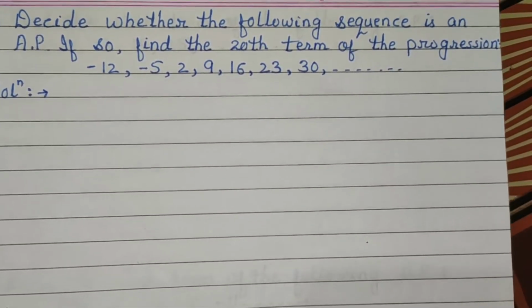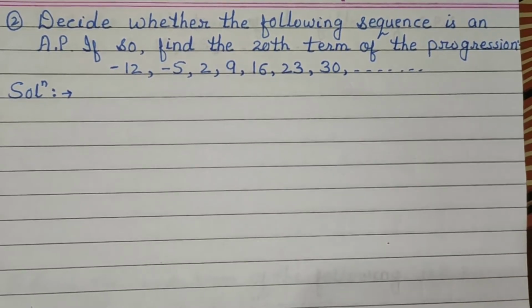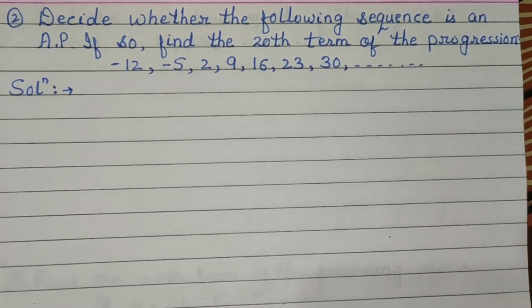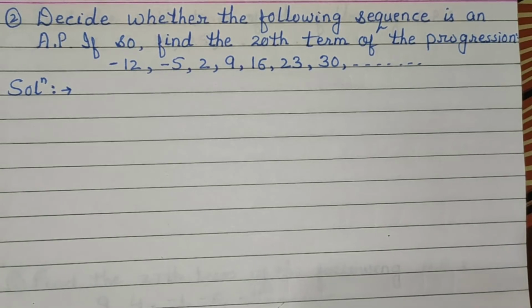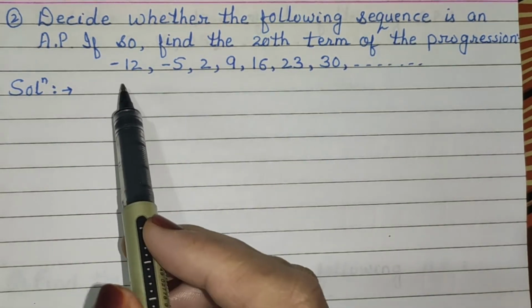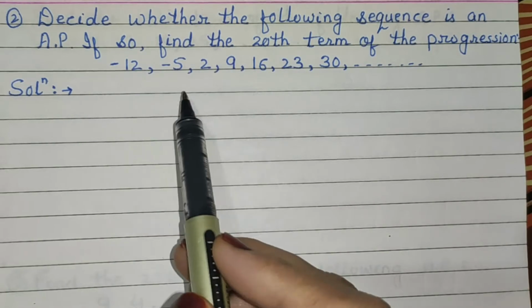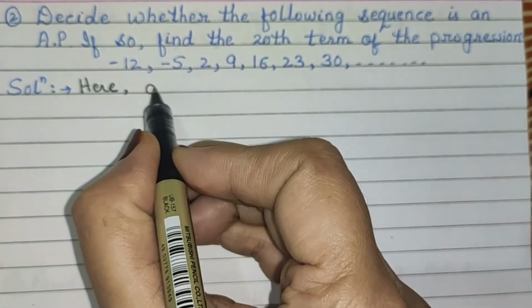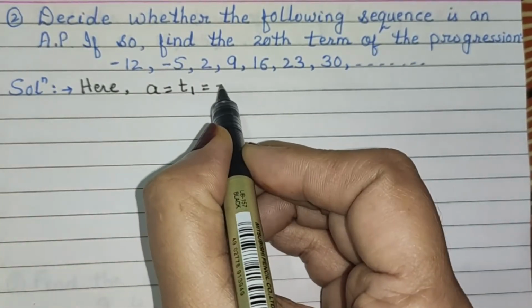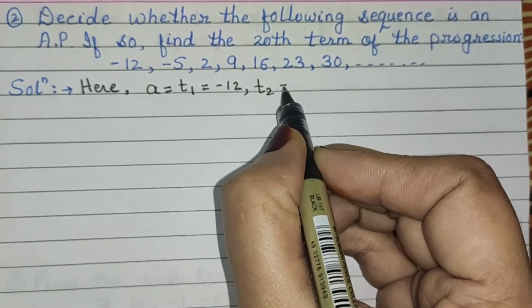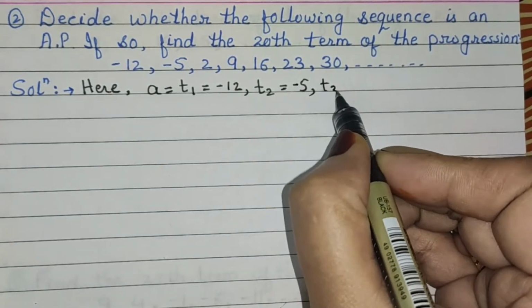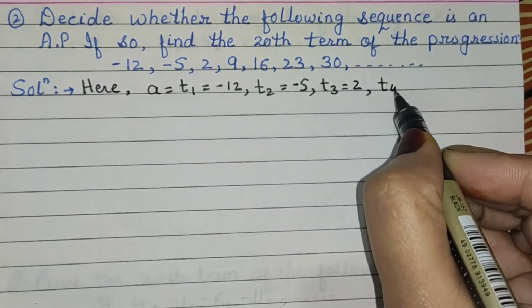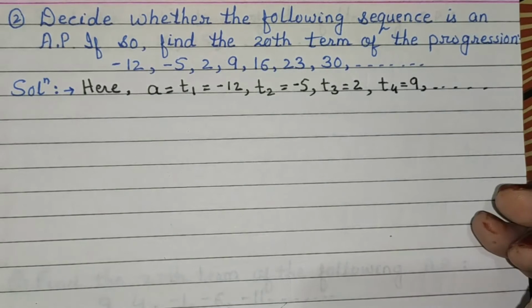Now look at next question. Decide whether the following sequence is an AP. If so, find the 28th term of the progression. Now here the sequence is minus 12, minus 5, 2, 9 and so on. Write down the solution here. First term, a is equal to t1 is equal to minus 12. Second term t2 is equal to minus 5. t3 is equal to 2. t4 is equal to 9 and so on.